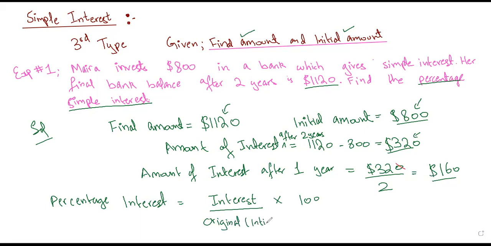Naira, can you please remove this? Okay, so this would be 160 divided by the initial amount, that is 800, into 100. So we will get 20%, right?